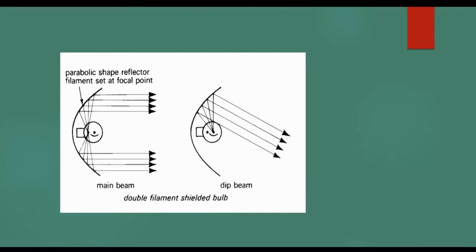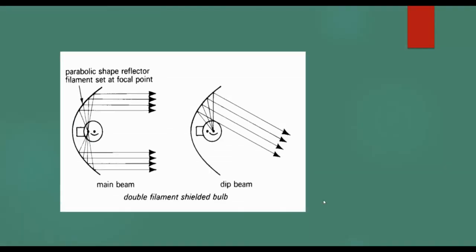This is how the two types of beam are produced. First one is the main beam, second is the dip beam. In the main beam, the bulb is placed at the parabolic reflector focus, so the upper light is produced, and in the dip beam, the bulb is placed at the right position, so the focus is mainly on the road on the lower side.